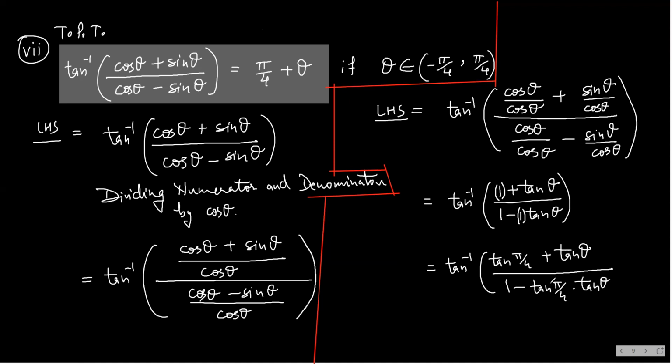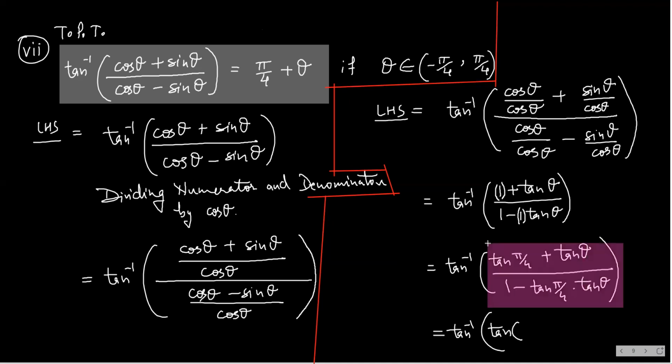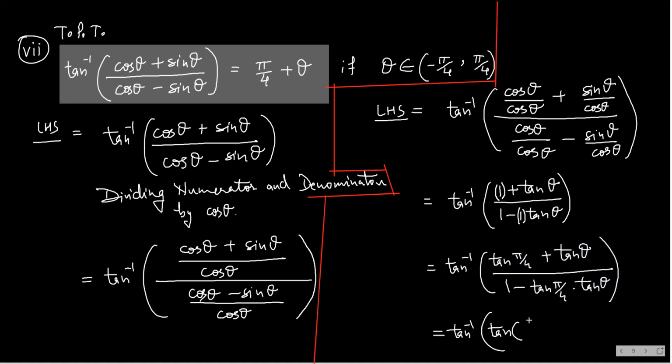Okay, so now this is in the form tan A plus tan B upon 1 minus tan A into tan B. So this is tan inverse. What is tan A plus tan B upon 1 minus tan A tan B? It is tan of A plus B. This bracket here is in the formula form of tan of A plus B. That is tan of pi by 4 plus theta. So this is here tan of pi by 4 plus theta.